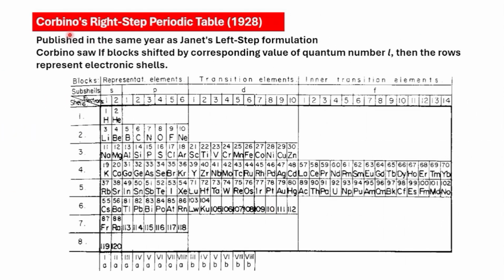The first we are going to show is Corbino's right-step periodic table, which came in 1928. So this is the Corbino's right-step periodic table. It was published in the same year as Janet's left-step formulation. Corbino saw blocks shifted by the corresponding value of quantum number L, and the rows represent electronic shells. So you can see, S means L is equal to 0, then the P block comes, meaning L is equal to 1, then D and F. Like that, from S, P, D, F, Corbino has arranged these elements.